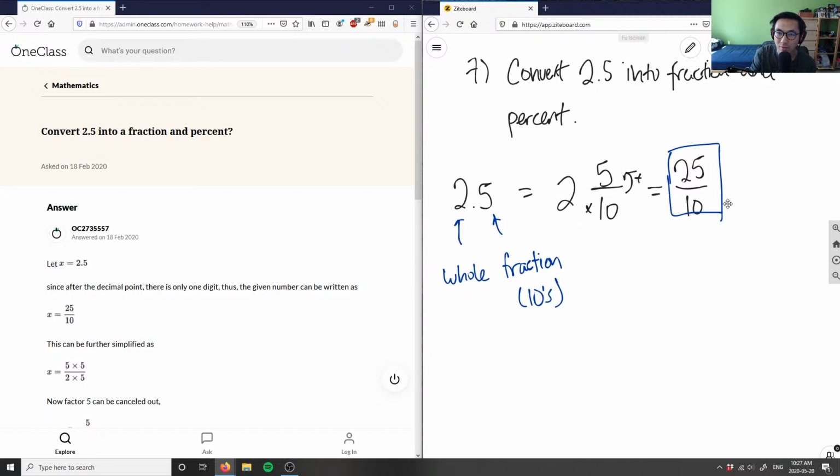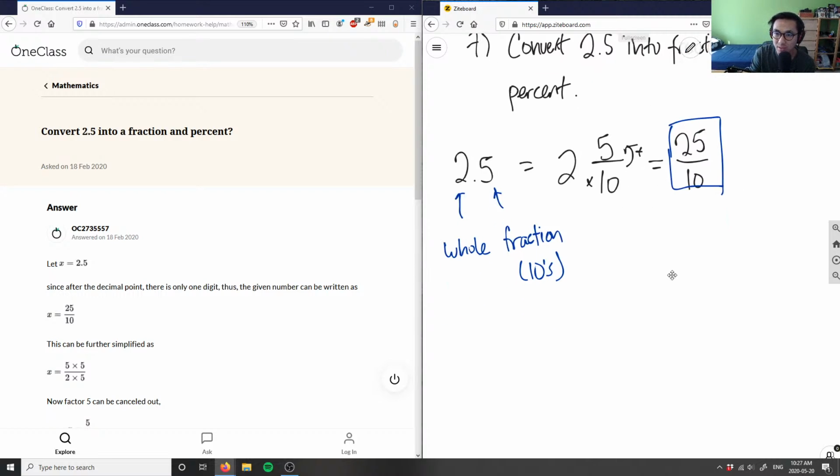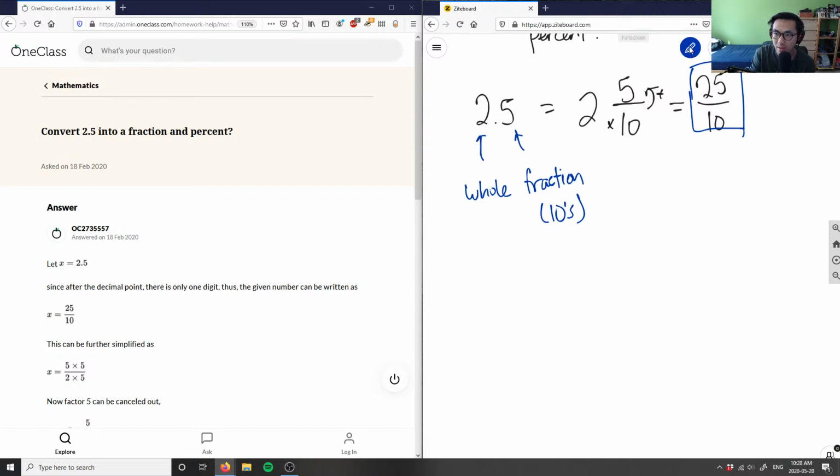And then what I want to do now is I want to convert 2.5 into a percent, right? So let me do that at the bottom part. So I'm giving 2.5 now as a percent. I want to find 2.5 as a percent, right? So I'm going to multiply this by 100% for us to figure out what the percentage is. So again, 100 times 2.5.